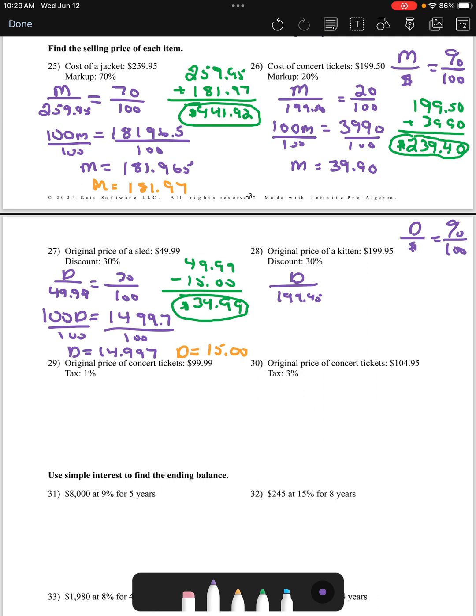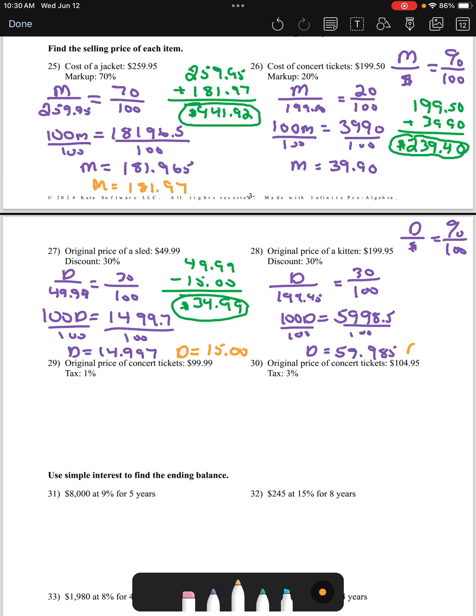So we're going to have discount over 199.95 equals 30 over 100. Cross products will be 100D, and 199.95 times 30 is 5,998.5. Dividing by 100 will get me a discount of 59.985. Now that's 3 decimal places.